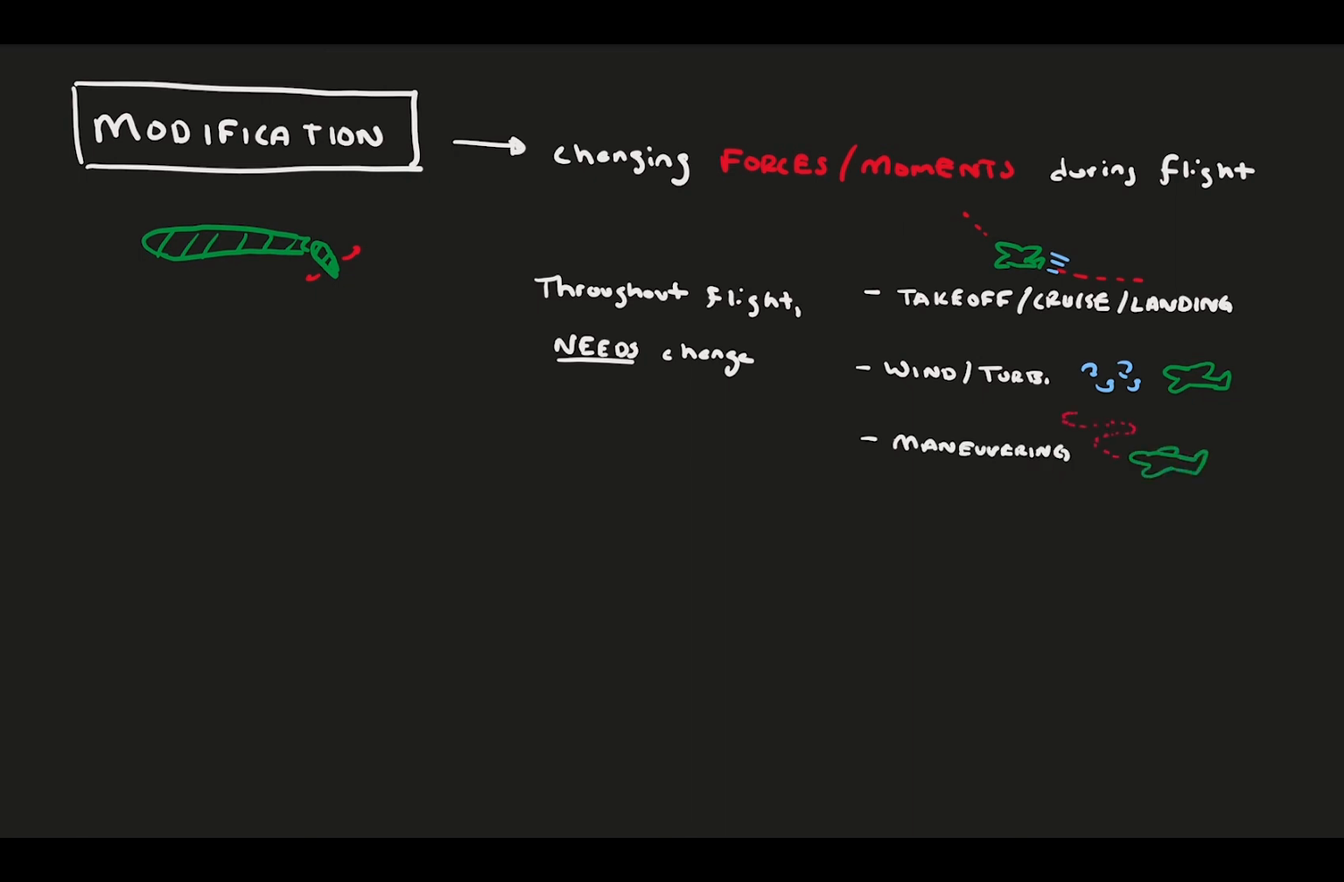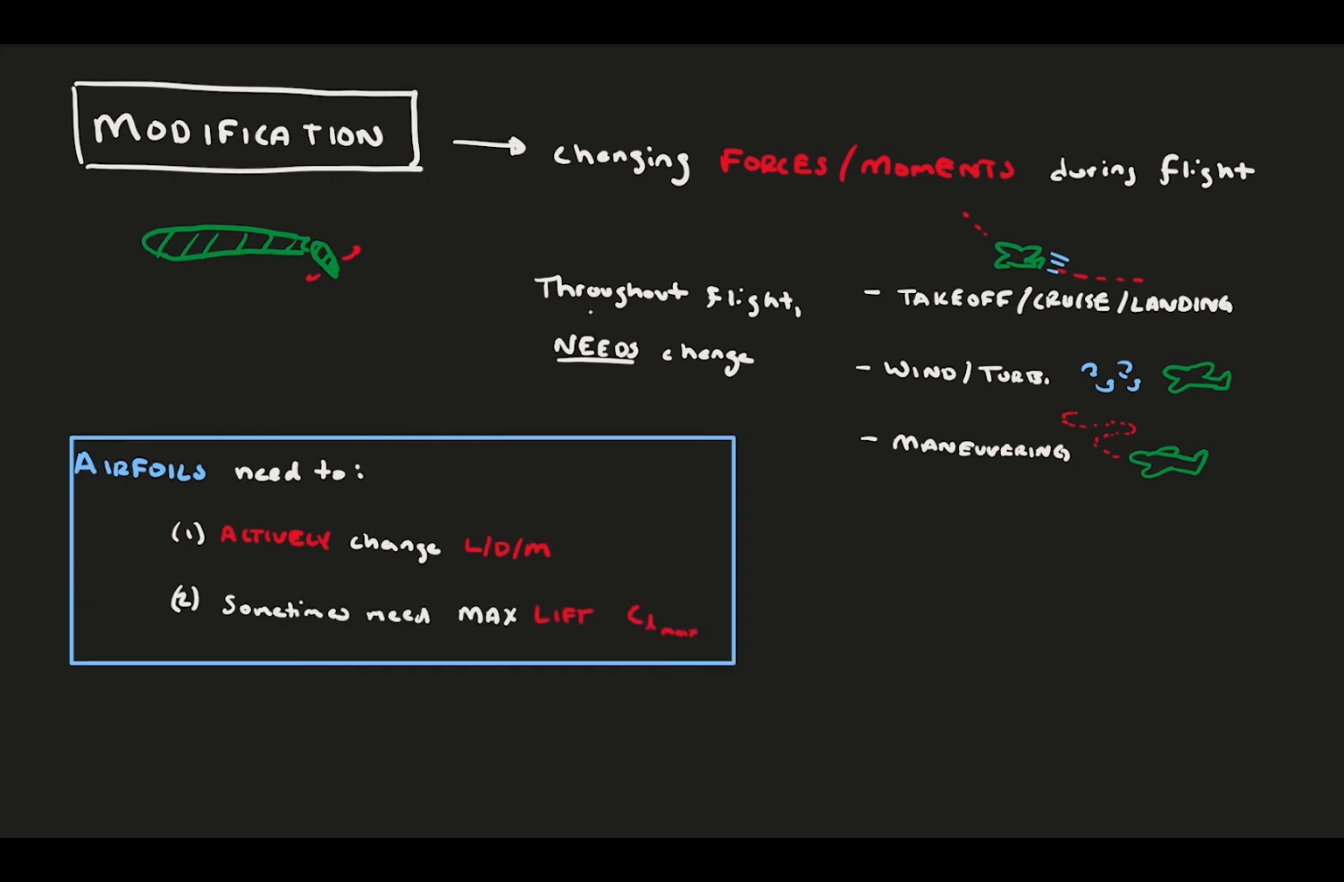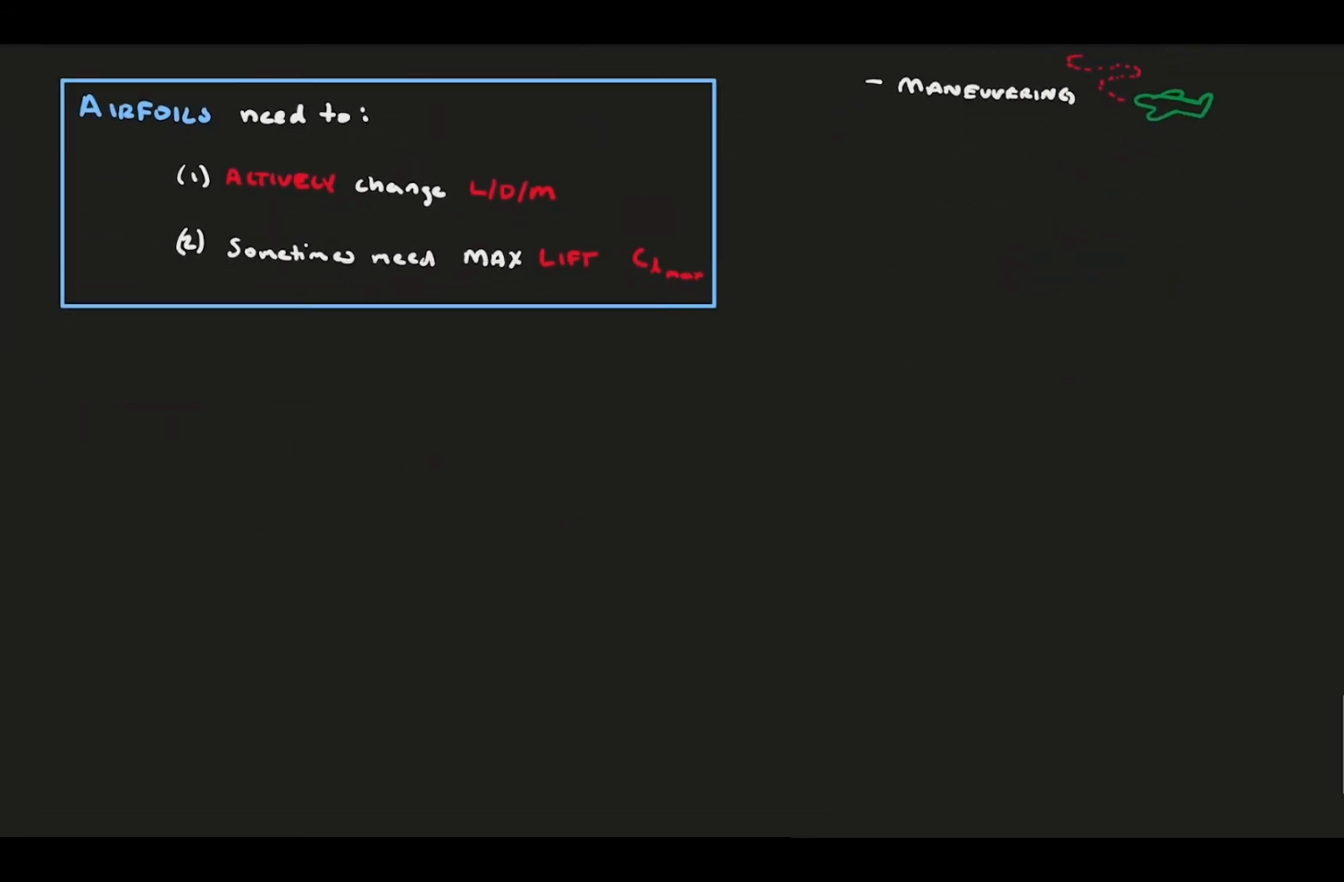All this means that an airfoil needs to do two main things. They need to have the capability to actively change their lift, drag, or moment, and they sometimes need as high a lift as possible. Let's explore why. Consider an aircraft that's landing.